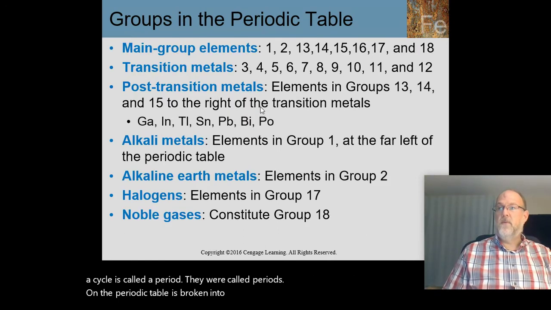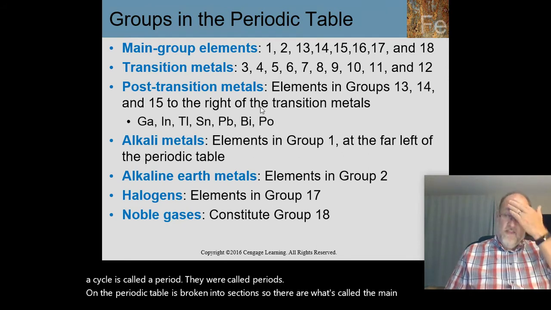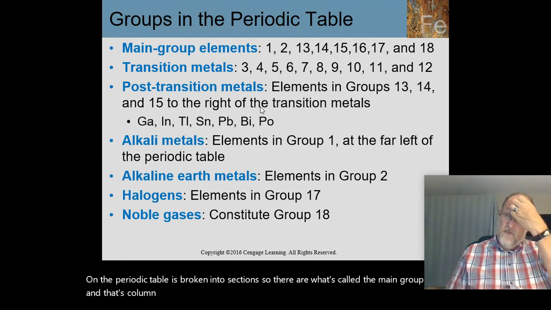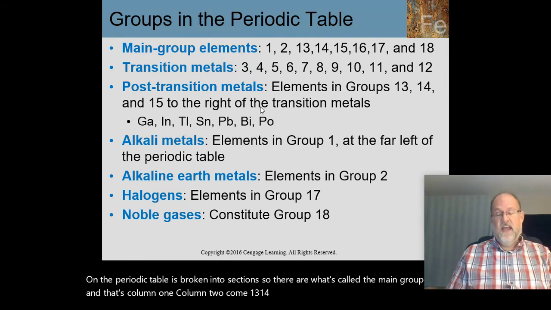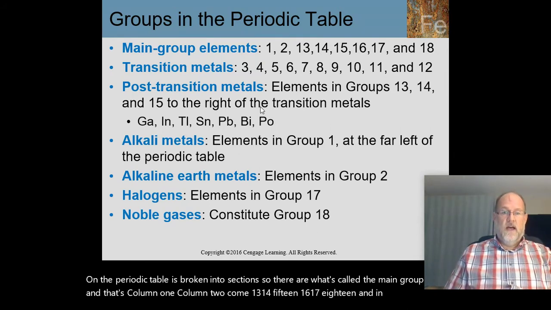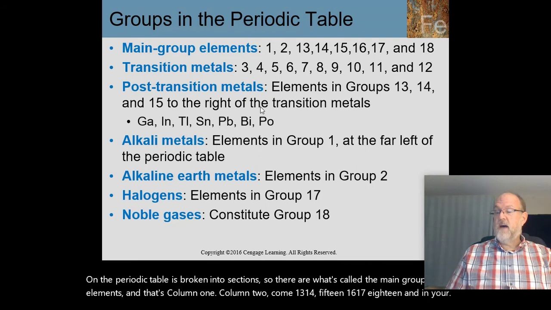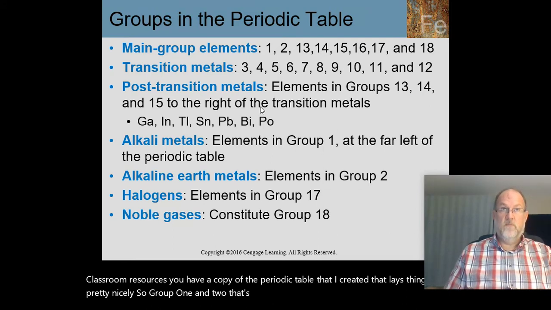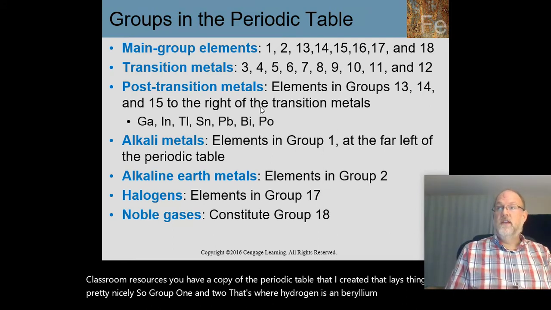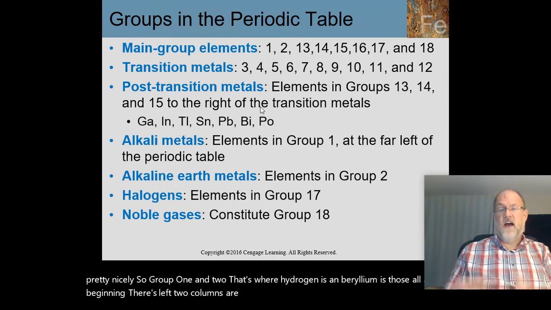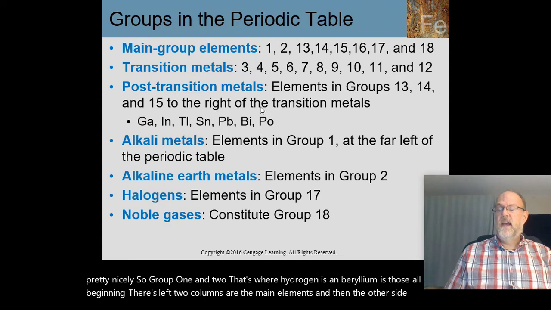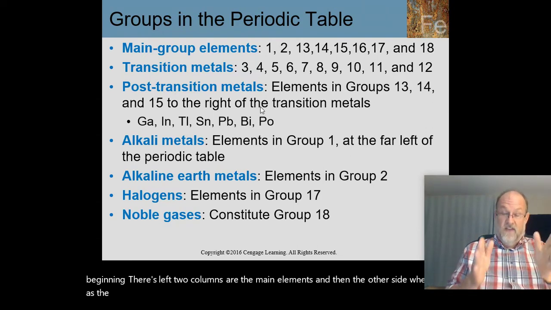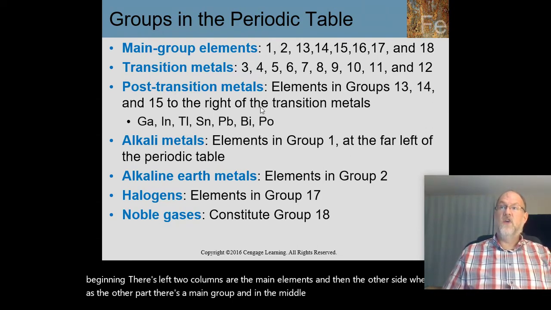On the periodic table, it's broken into sections. There are what's called the main group elements, and that's column 1, column 2, column 13, 14, 15, 16, 17, and 18. And in your classroom resources, you have a copy of the periodic table that I created that lays things out pretty nicely. So group 1 and 2, that's where hydrogen is and beryllium is. Those left two columns are the main elements. And then on the other side, where 13 on, that's the other part. Those are main group.